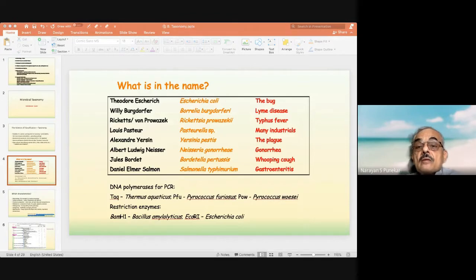Familiar? Yes. Yeah, people are familiar, right? Yes, sir. You guys know what Taq polymerase is? Okay, so now, how did the name Taq come about?